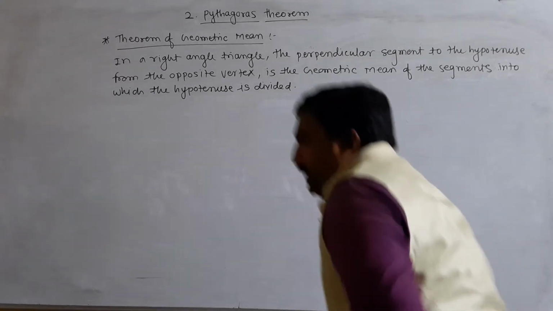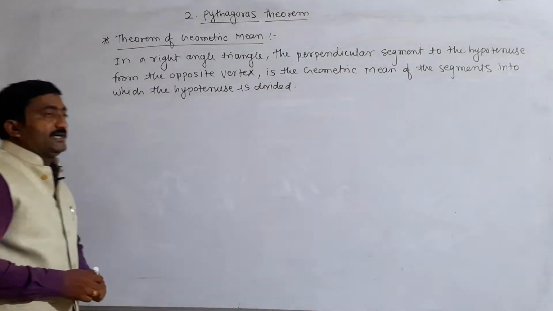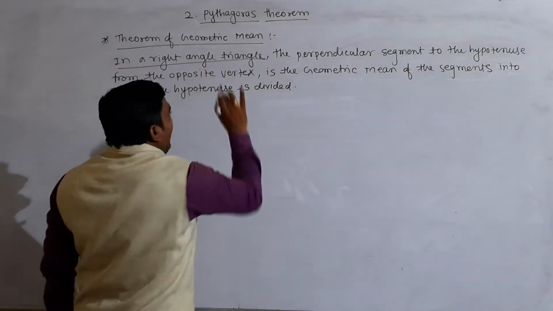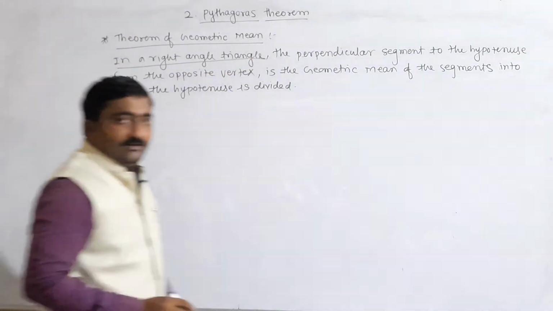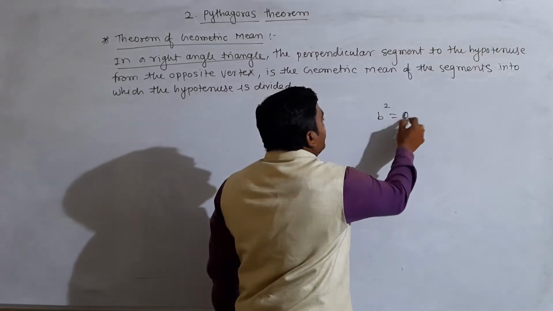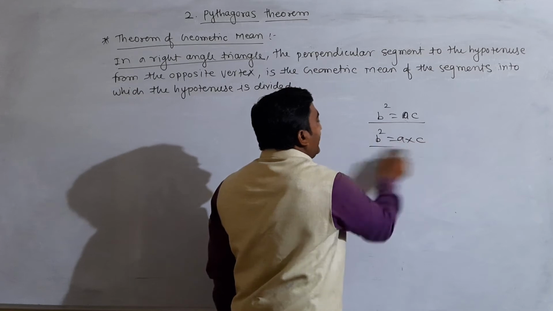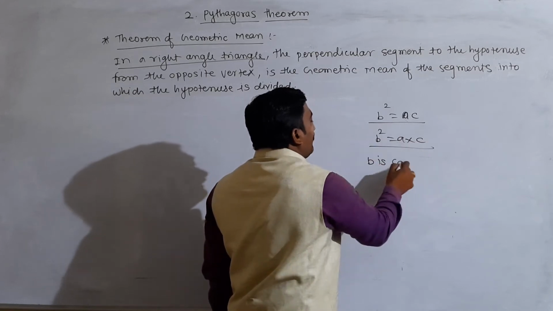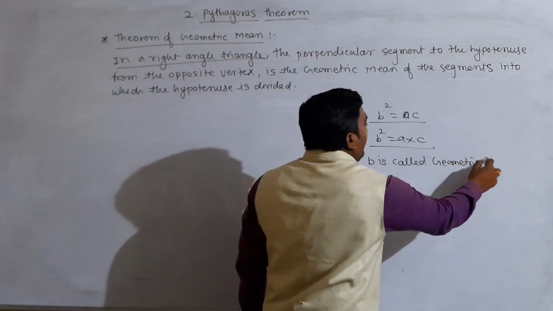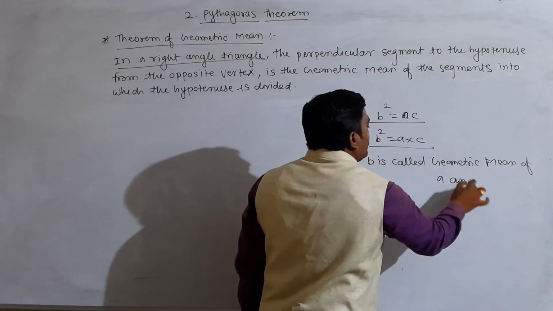So the theorem of geometric mean, we have to study here in a right angle triangle. First, try to understand what is meant by geometric mean. Geometric mean means if b square is equal to a into c, then b is called the geometric mean of a and c. Remember that.